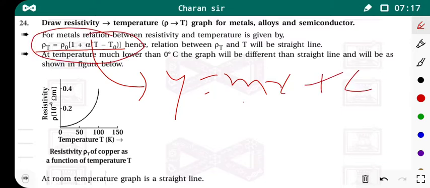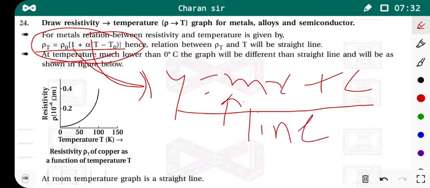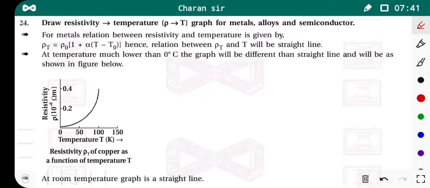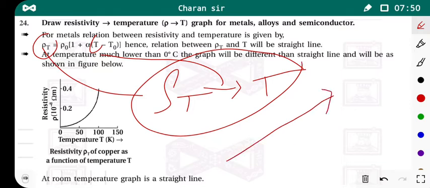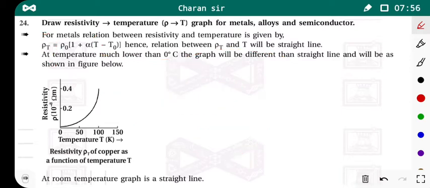This is the equation that we considered for a limited range of temperature. For metals, the resistivity is given by this equation, which is like y = mx + c, and we know that this is the equation of a line. When we draw the graph between y versus x, we get a straight line. Similarly, when we draw the graph between resistivity ρT versus temperature, this graph becomes a straight line.